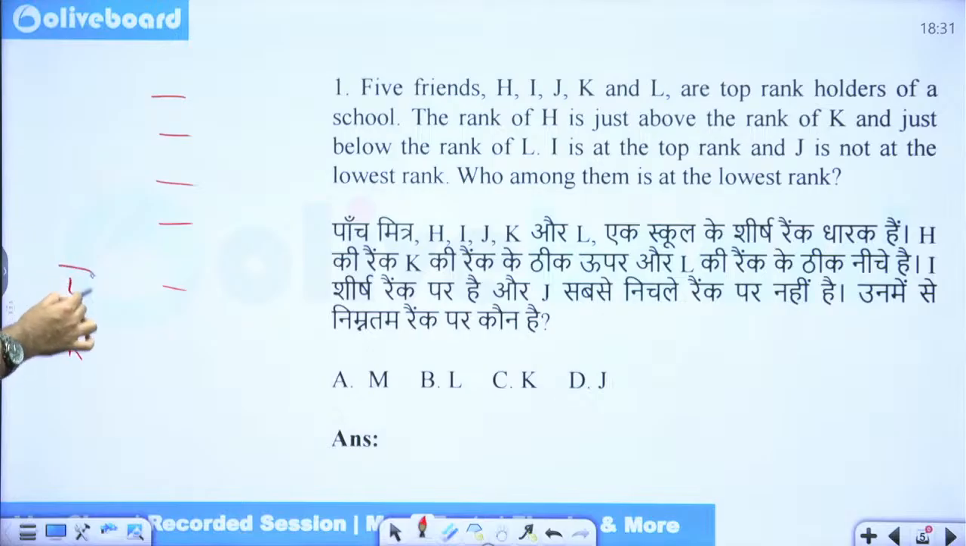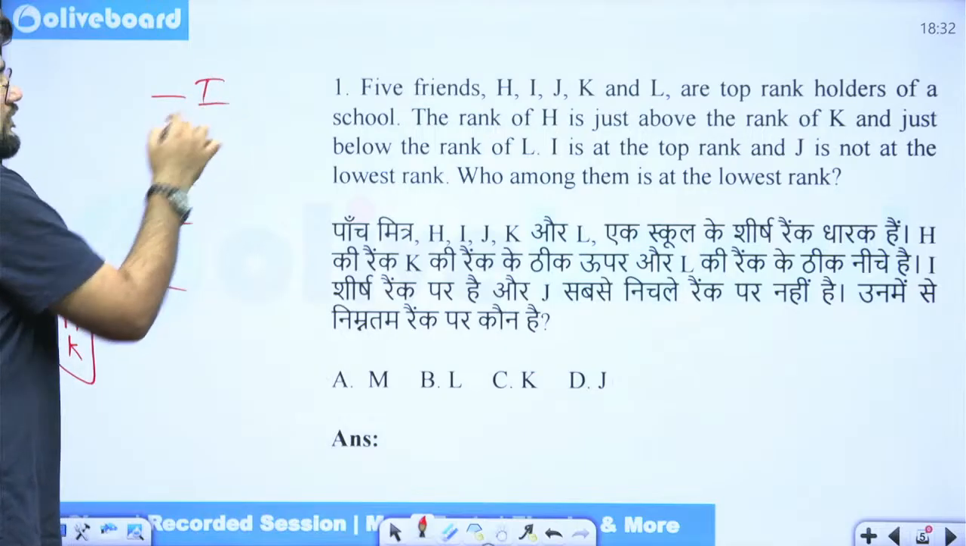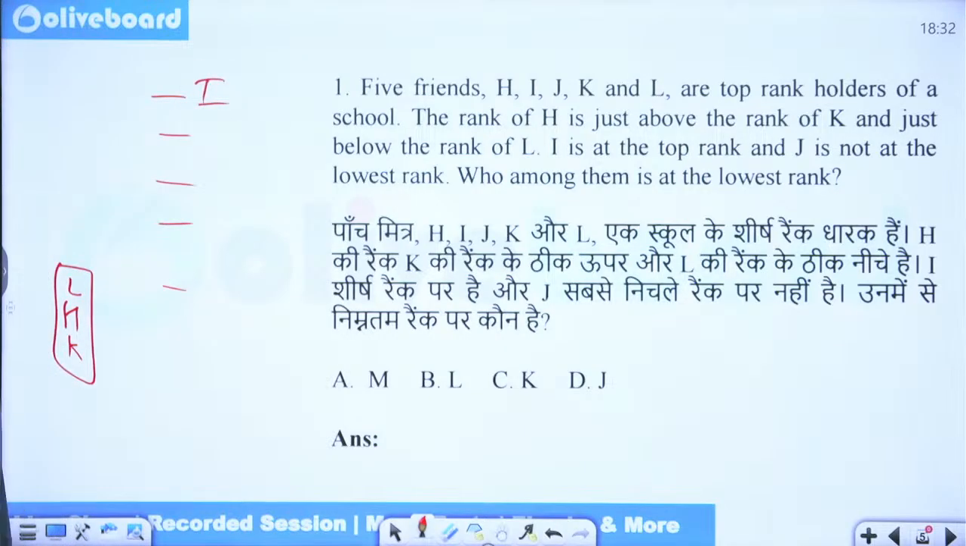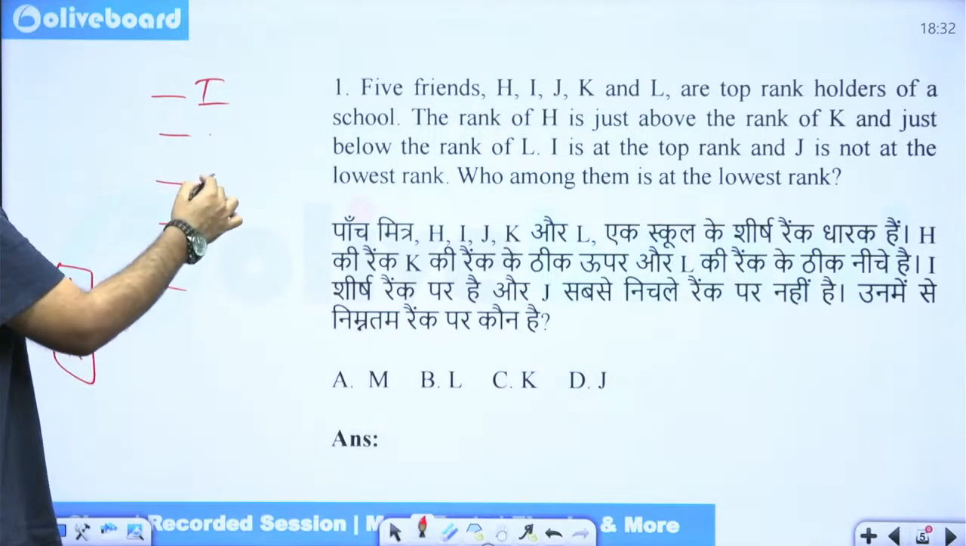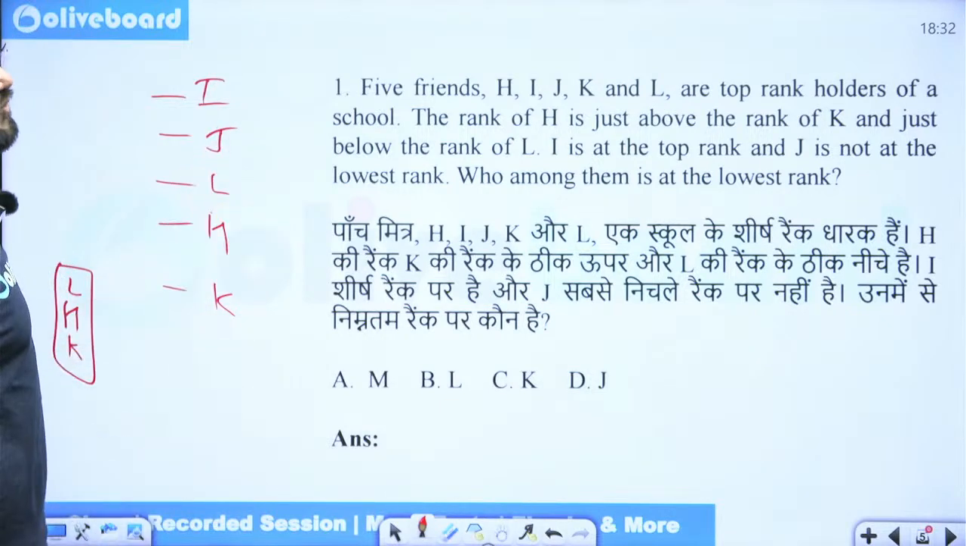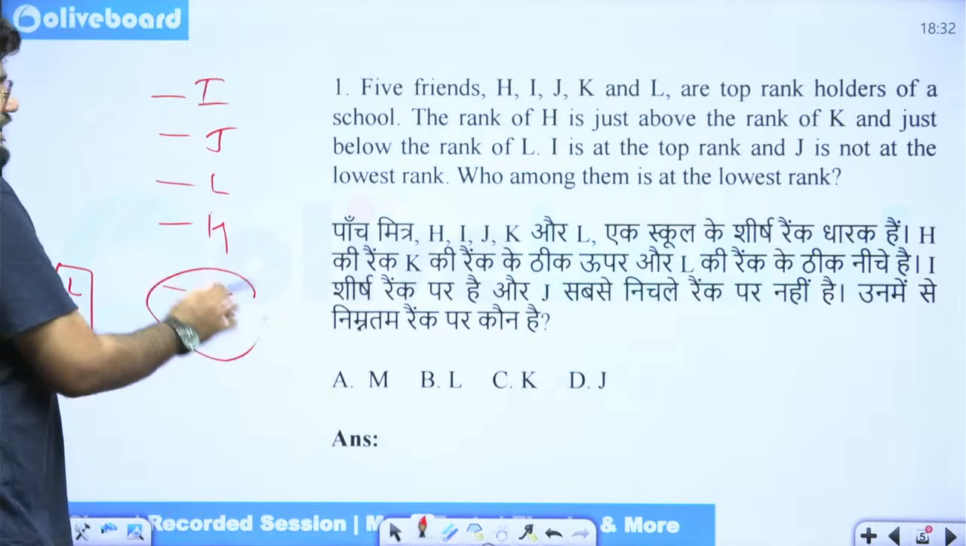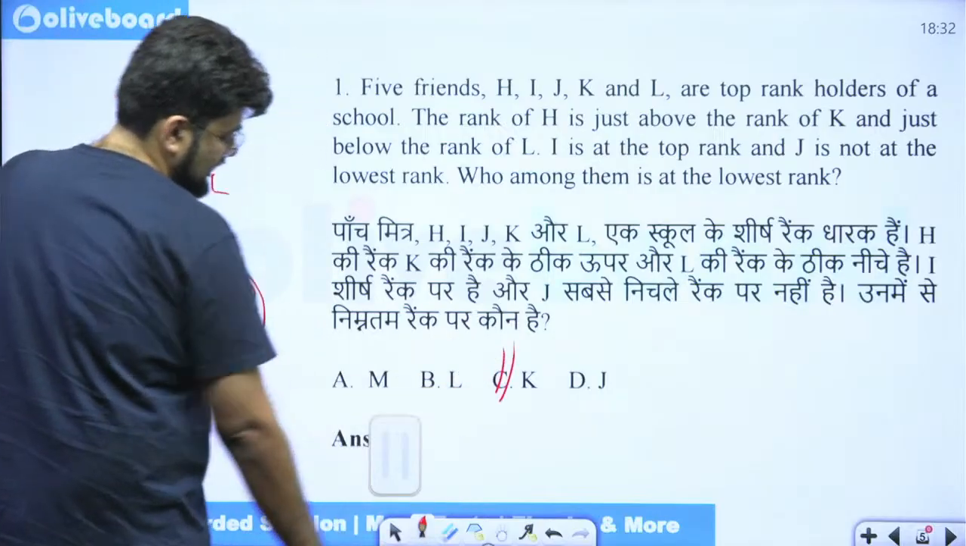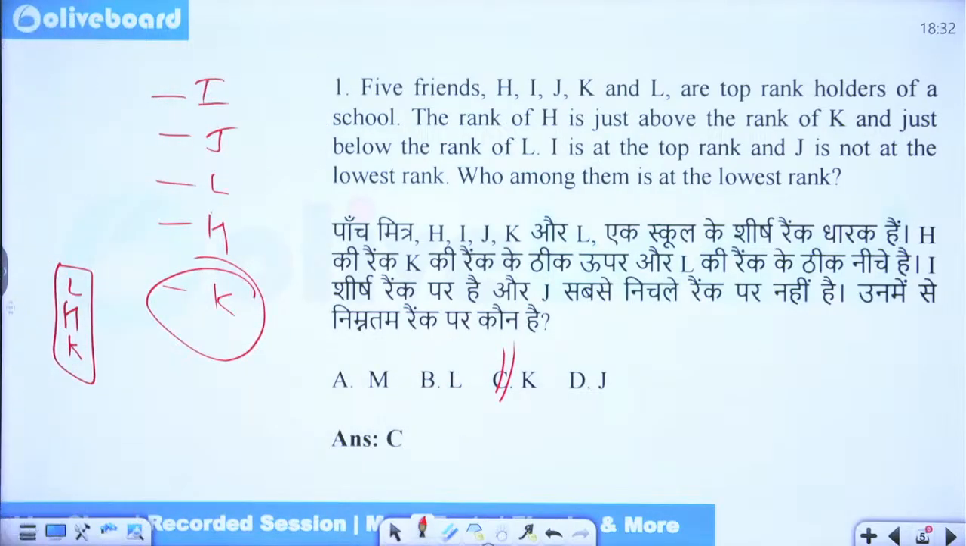Rank of H is above the rank of K, below the rank of L. So this is the unit. I is at the top and J is not at the bottom. That means L, H, K could be placed here, but then J would have been at the bottom, so that's not allowed. The only other option is that L, H, K will be here. Arrangement. Who among them has the lowest rank? We already know, it's easy. Cool. Next.